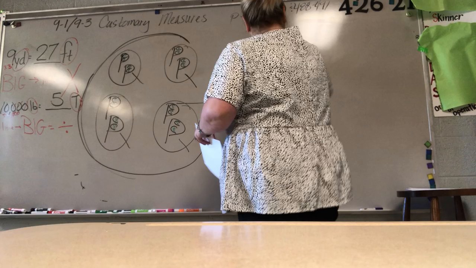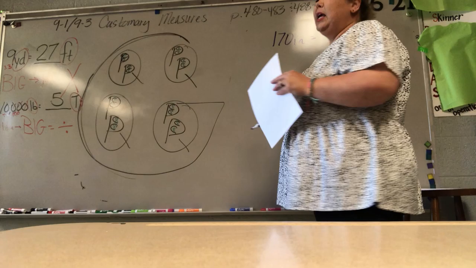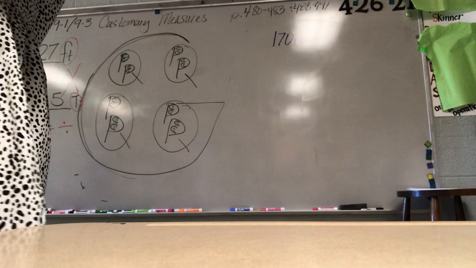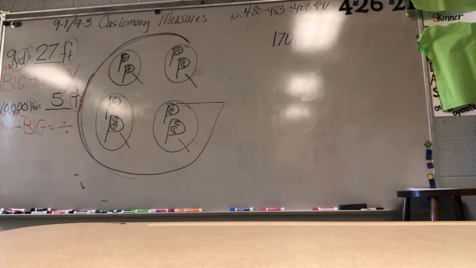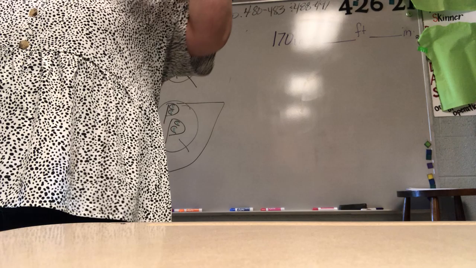Because the question says, if the answer is 170 inches, I know that's not going to be an even number of feet. There may be inches left over. So we're going to decide the amount of feet and inches. You're going to have to figure out how many feet it is and how many inches it is. Like if you could simplify your terms like a fraction, the biggest amount of feet and the smallest amount of inches that you can get.